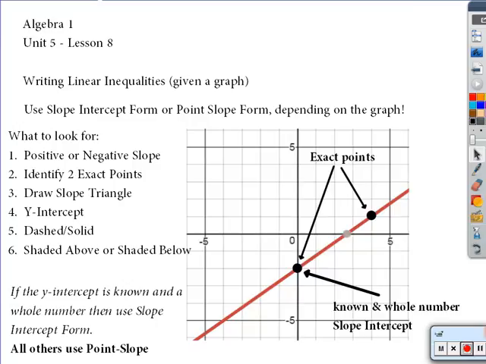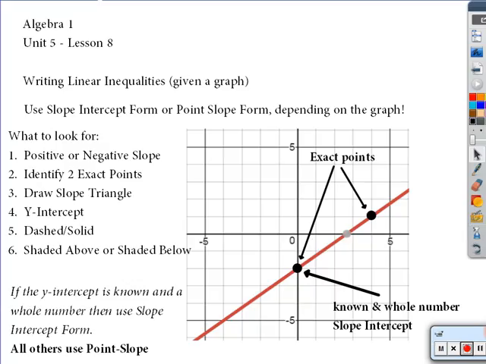All right, last lesson here in Unit 5 is writing linear inequalities given a graph. Here we can use slope-intercept form or point-slope form. It depends on the graph. A couple key ideas that you're looking for: is the slope positive or negative? Can you identify two exact points to draw your slope triangle? Do you know the y-intercept? If you do not, you're going to have to use one of those points.